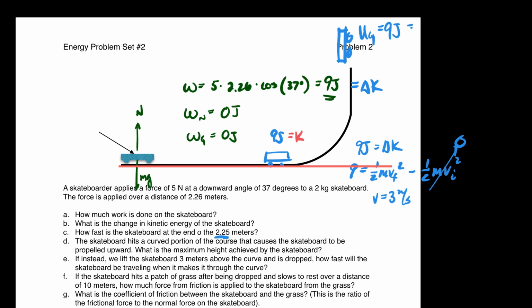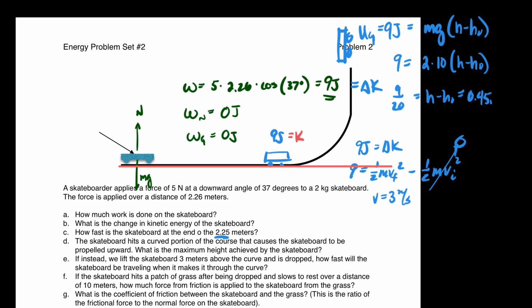And that has to equal mg(h minus h naught). So 9 equals 2 times 10 times (h minus h naught). So h minus h naught equals 9 divided by 20, which is like a half, 0.45. It is 0.45 meters above. All right.